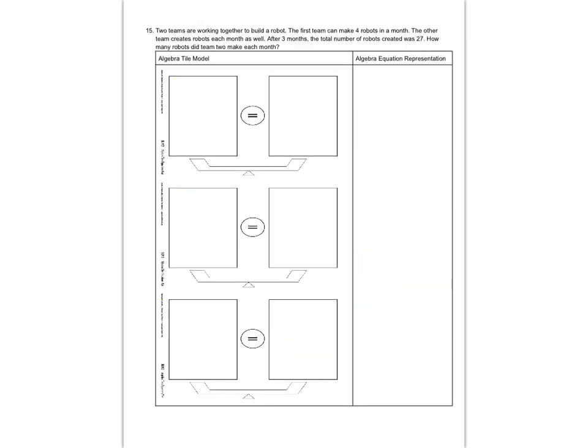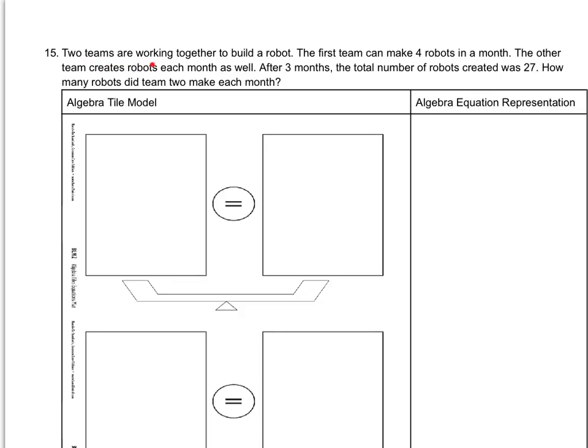Why don't you try this next problem? 2 teams are working together to build a robot. The first team can make 4 robots in a month. The other team creates a robot each month as well. After 3 months, the total number of robots created was 27. How many robots did Team 2 make each month?